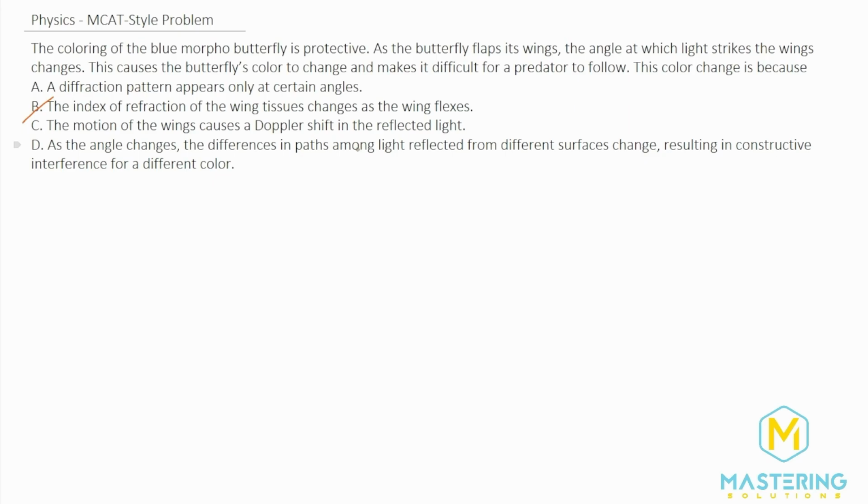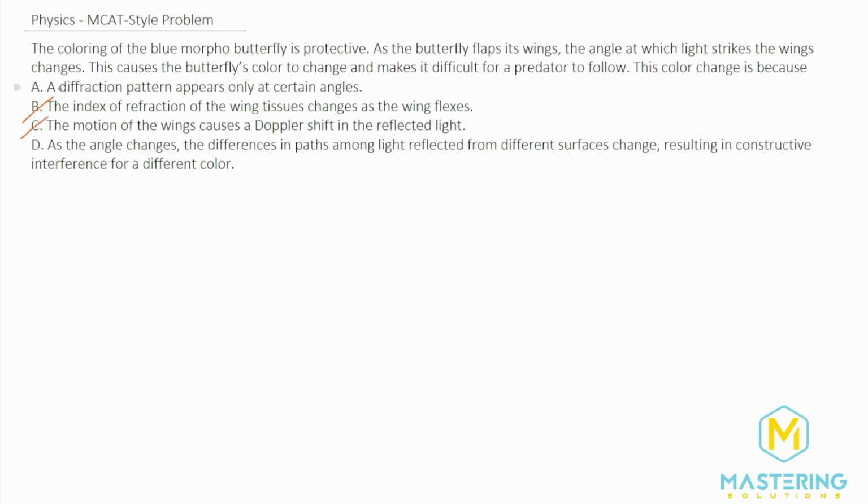So we're not refracting anything, so the index of refraction doesn't matter, so B can't be right. With the Doppler effect, we are not having a significant enough speed on the wings, so the difference compared to the speed of light is way smaller, so the Doppler effect wouldn't really be in effect here, and so C doesn't make sense either.